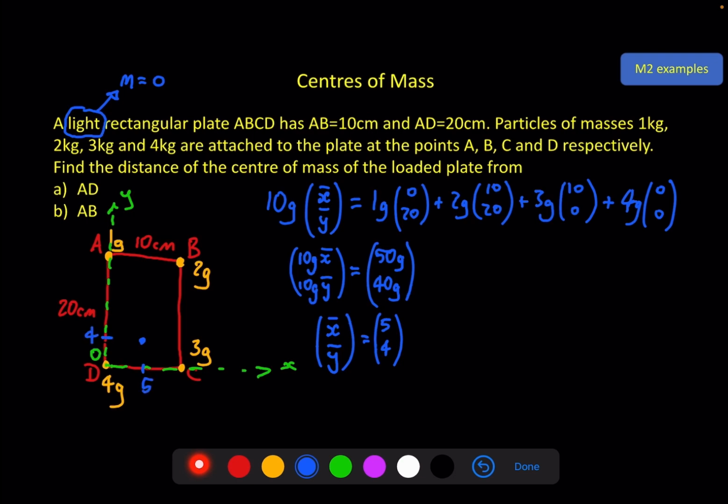Now I have to return to the question, because as we saw, this is not one of these numbers. AB is the distance from this side here. That is going to be 16 centimeters. And AD, the distance from this edge, that is 5 centimeters. So the answer to part A, the center of mass, is 5 centimeters from AD. And in part B, the center of mass is 16 centimeters from AB. Just be careful, you know exactly what it's asking you to find.